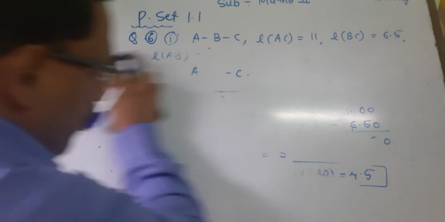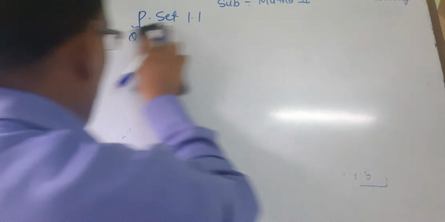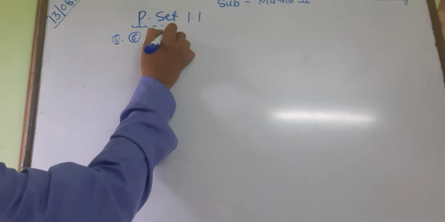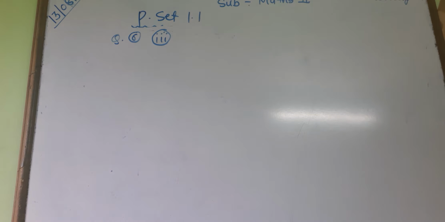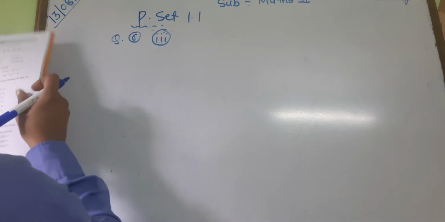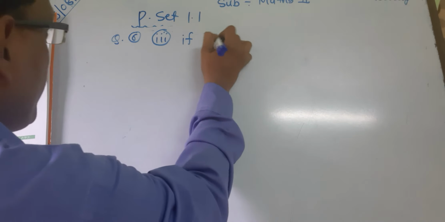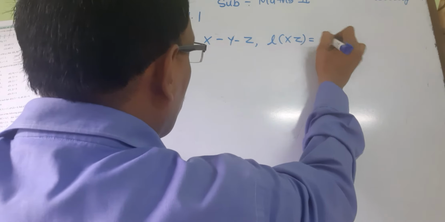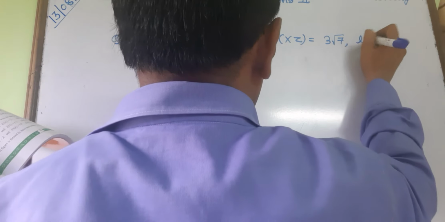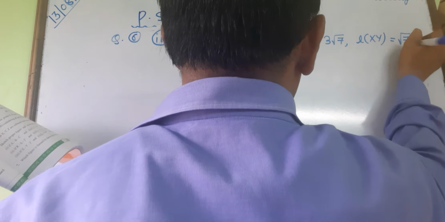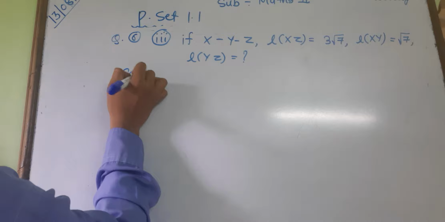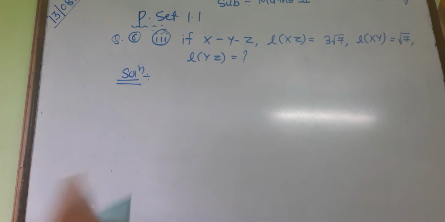Let us move towards the third sub question of question number 6. We are in question number 6, third. What have they given? If X-Y-Z, and length of XZ is equal to 3 root 7, length of XY is equal to root 7, we have to find out the length of YZ.